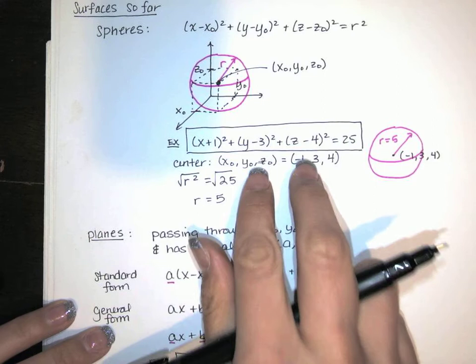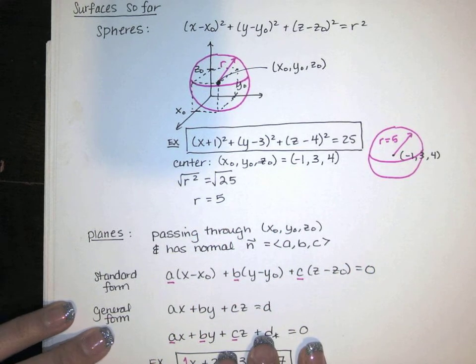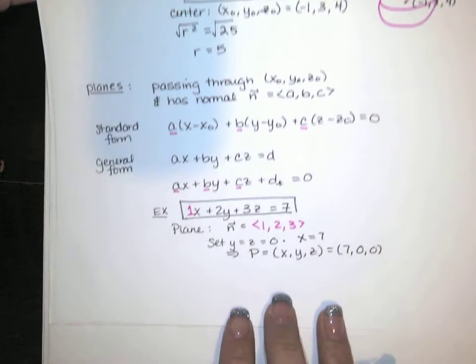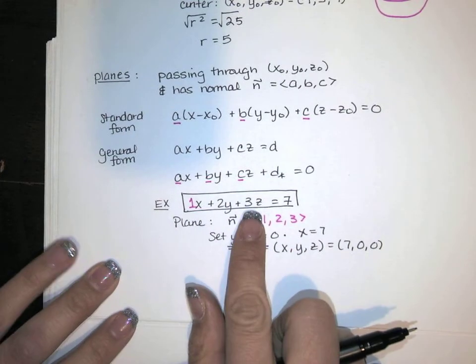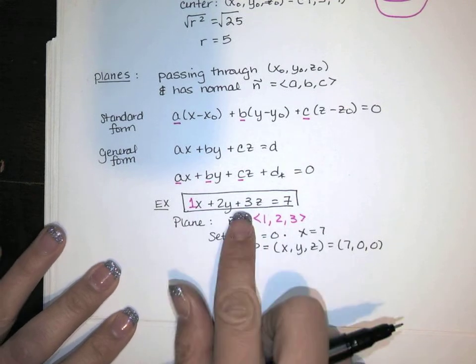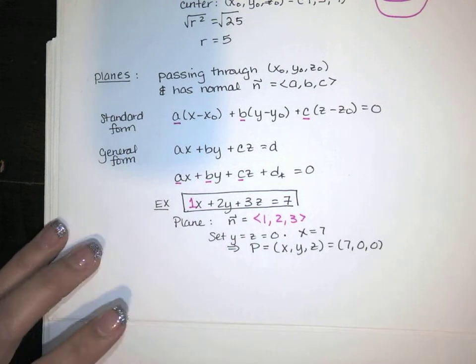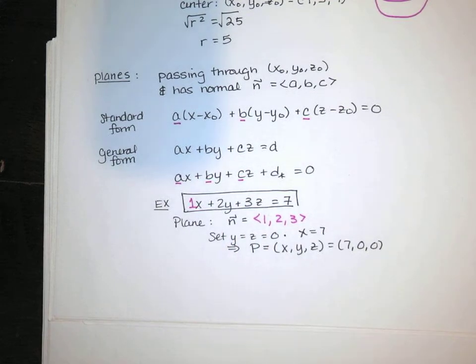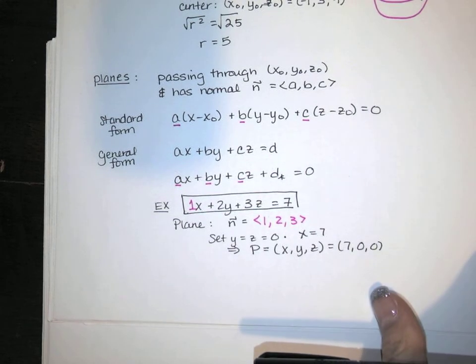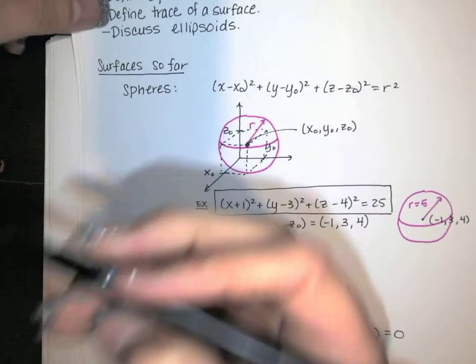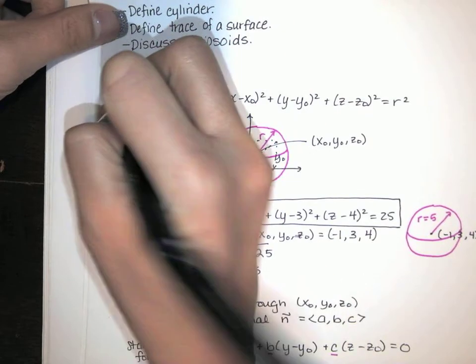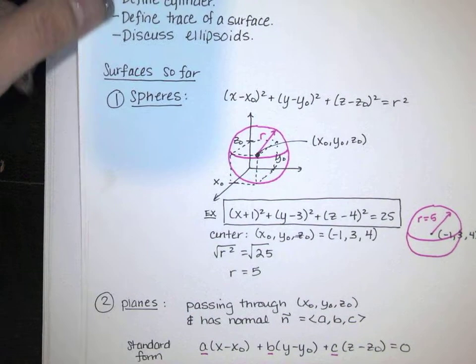So we know how to identify the center and the radius from the standard form of the equation of a sphere. And we know how to identify the normal and find lots of different points on the equation of a plane, or on the plane itself, excuse me. So those are the two types of surfaces that we know so far. We've got spheres and planes. Now let's add another surface.